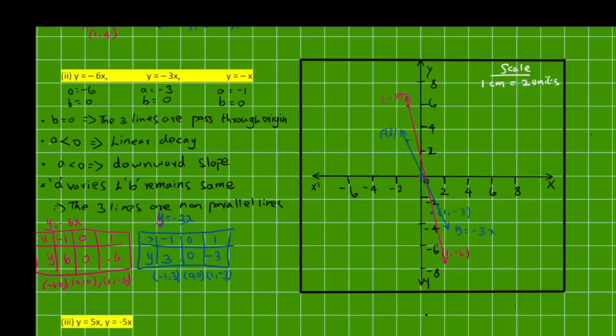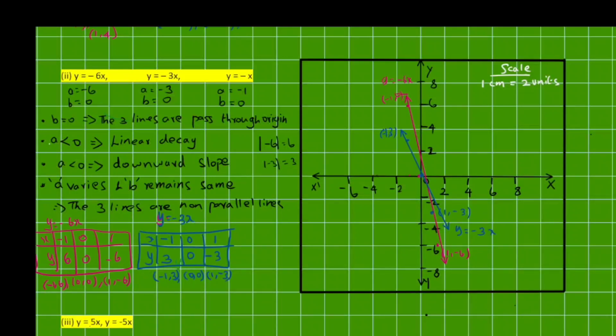You can see the steepness of the line. This is y is equal to minus 6x. When we talk about the slope, we need not consider the negative sign. Slope means the modulus value, so minus 6 is taken as 6, and minus 3 as 3. Only the absolute value should be taken. So in the first case, y is equal to minus 6x, look at the steepness. Then the next line, y is equal to minus 3x, the steepness is slightly reduced.